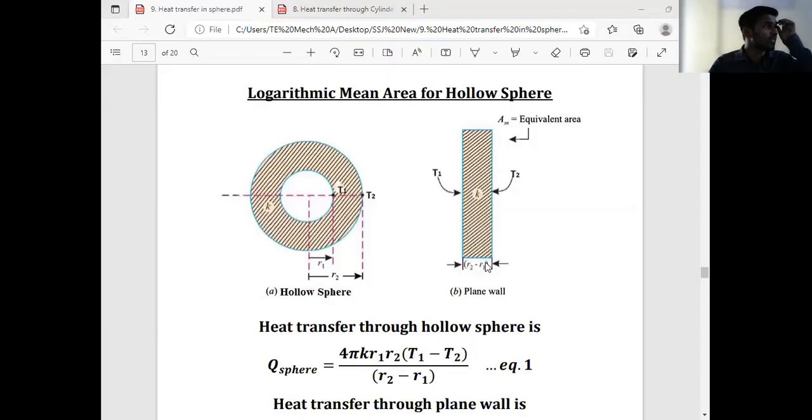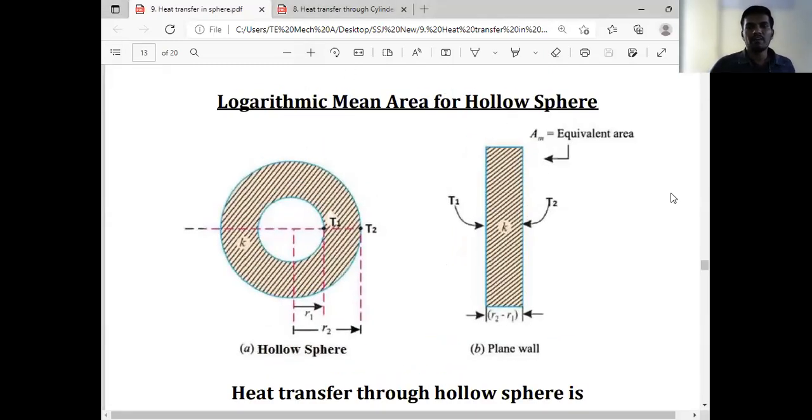Okay, so write down the next point, logarithmic mean area for hollow sphere. Write down logarithmic mean area for hollow sphere. आता आपण सिलेंडर साठी कॅल्क्युलेट केलेलं आहे. Now we have to calculate the logarithmic mean area for the hollow sphere.